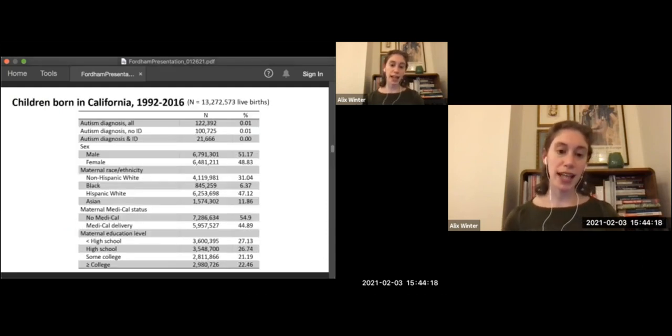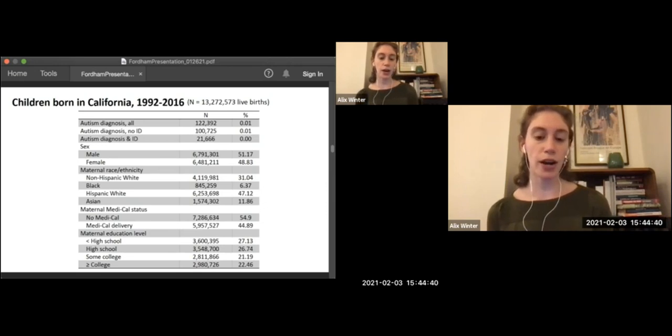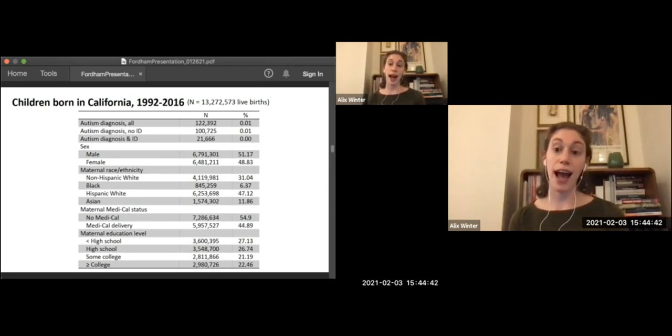So to give you a sense of the population of children born in California, you can see here that 47% of their mothers are Hispanic and 31% are white. About 45% of deliveries were paid for by Medi-Cal, and their mothers' education levels are relatively evenly split, with a slight majority across these birth cohorts not having completed high school. And in the top row, we see that a little over 100,000 of the people in our data have been diagnosed with autism.